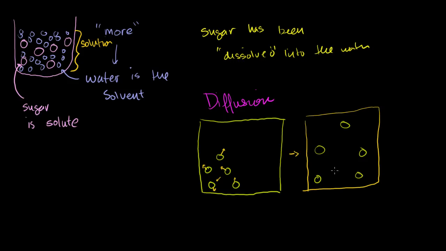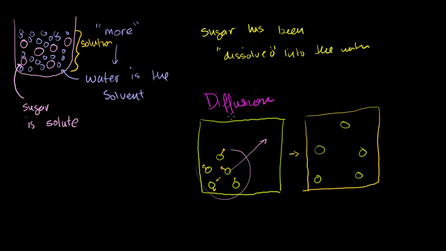This is diffusion. And so it's really just the spreading of particles or molecules from high concentration to low concentration areas. In this case, the molecules are going to spread in that direction, from a high concentration to a low concentration area. Now you're saying, Sal, what is concentration?